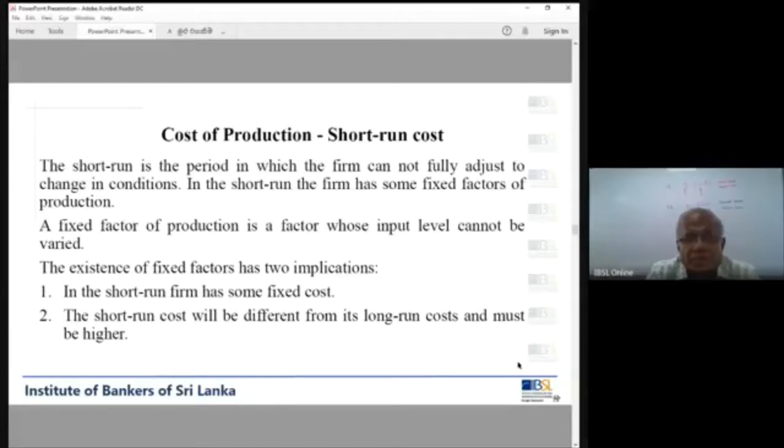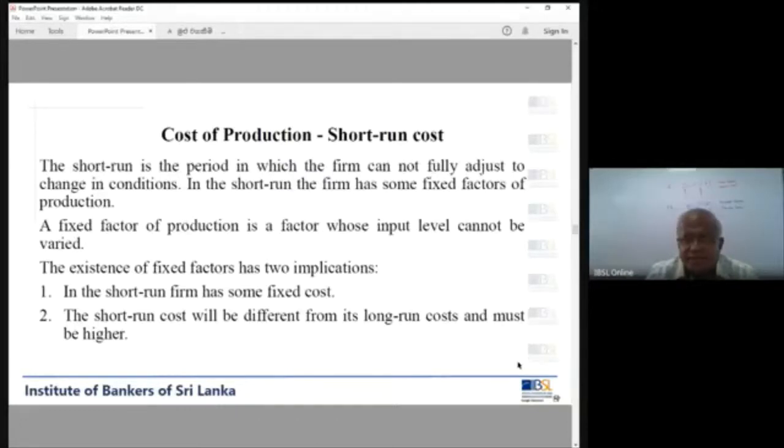The short run is the period in which the firm cannot fully adjust to change in conditions. Fully adjust means we cannot change the number of computers. In the short run, the firm has some fixed factors of production. A fixed factor of production is a factor whose input level cannot be varied. The existence of fixed factors has two implications.